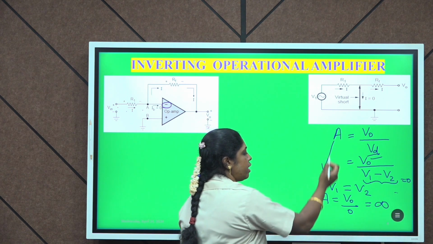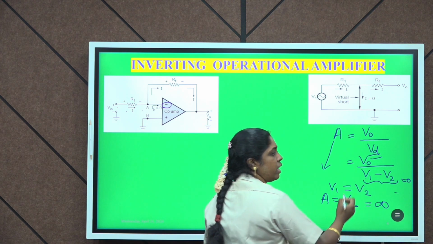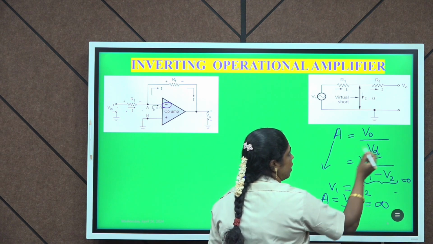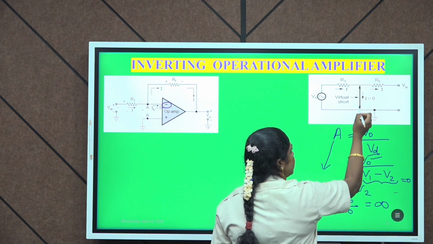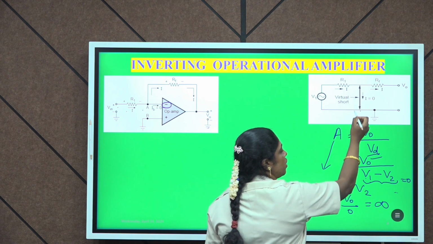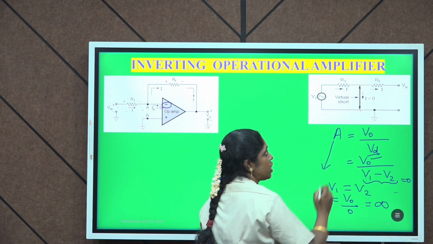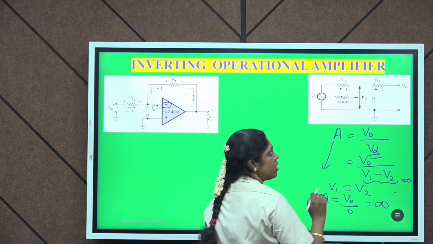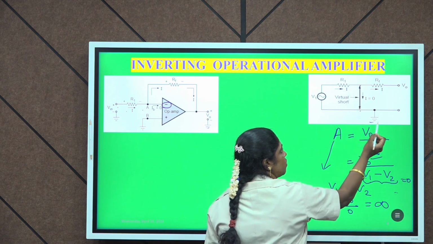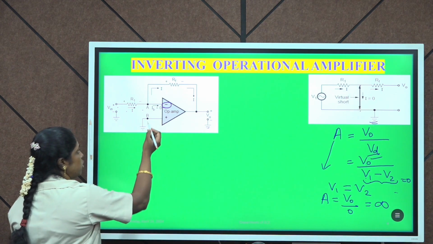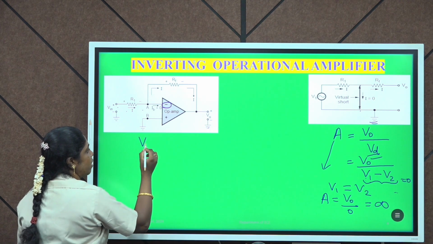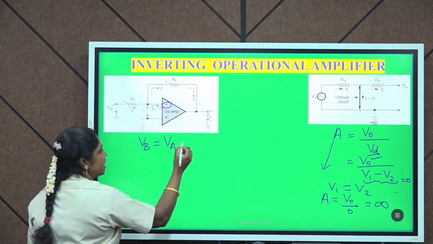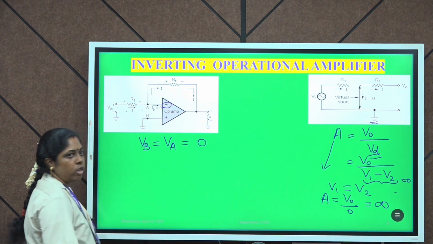From this we can infer that when the potential at the inverting as well as non-inverting terminals are the same, high gain can be maintained. Because of the virtual short, there is no physical connection between the two terminals, but same potential is maintained at the inverting input as well as ground. So here, according to the virtual ground concept, Vb is at ground potential. This will be equal to Va. Since it is at ground potential, this will be equal to 0.